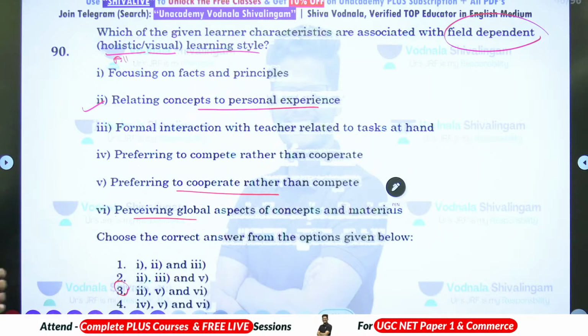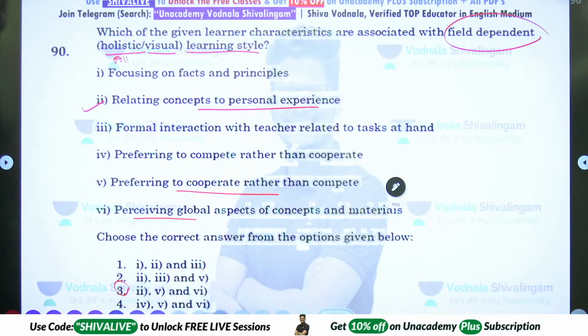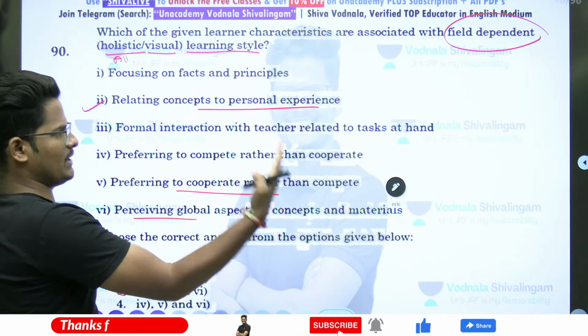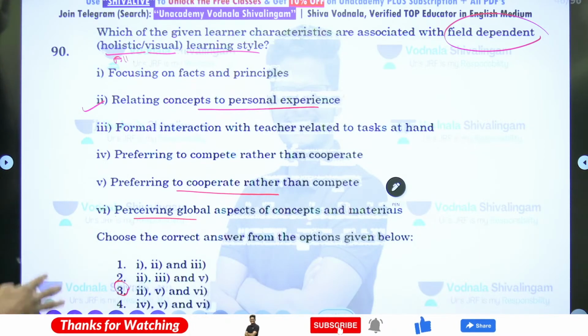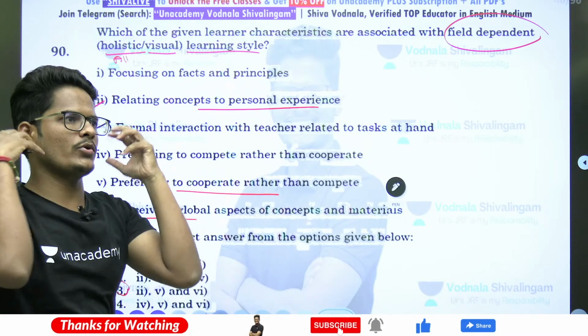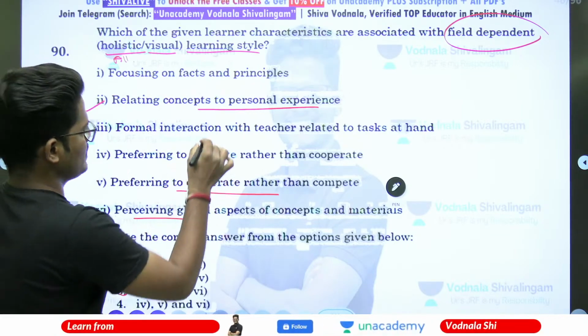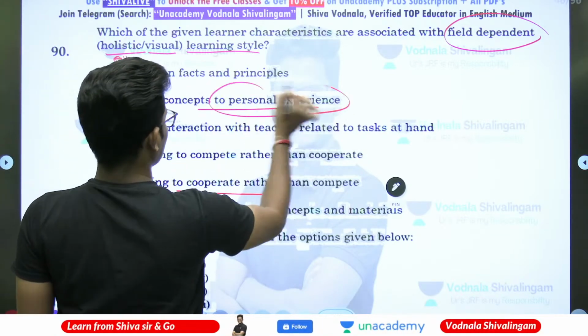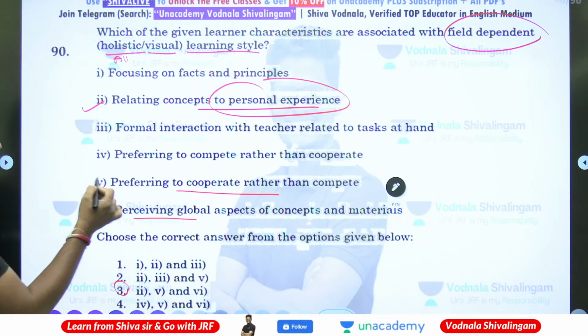Field dependent is nothing but they are purely depending on the practical things. So whenever they are learning by going into the field, like you are going to the industry and learning the concepts, whatever you learnt in theory, now you are going to industry and observing them. So by directly having a personal experience, you are trying to relate the concept that you learned in the classroom.